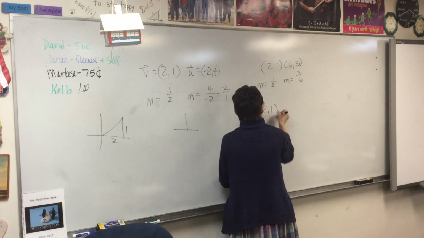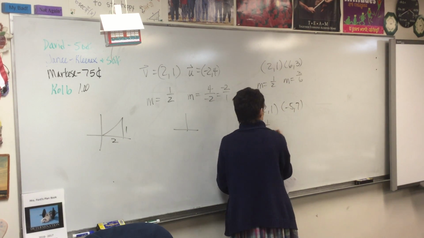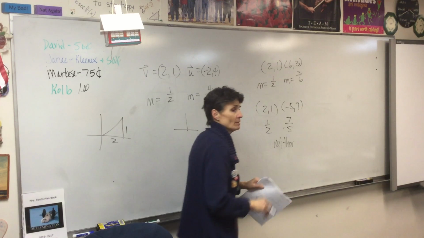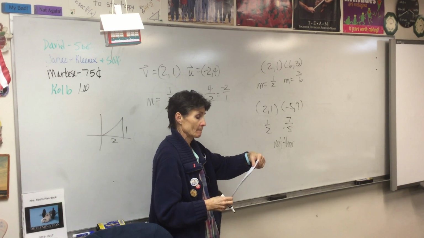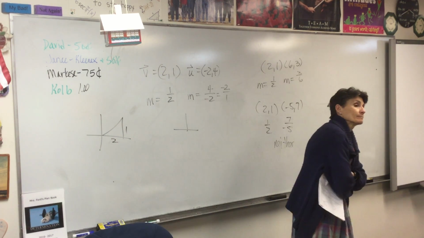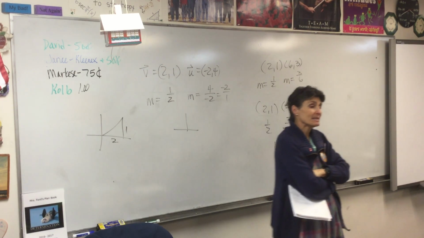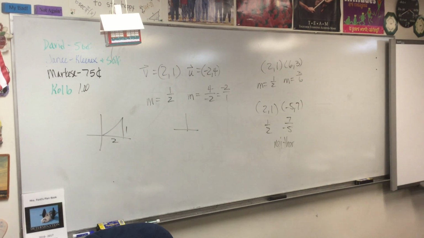All right, how about 2, 1 and -5, 7? Neither. This one is 1/2, this one is 7 over -5. That would be a neither. There is no relationship between those two. How about D? Neither. Kalman's shaking his head. That's a neither because the slope is -1/3 and 1. No relationship. Neither.